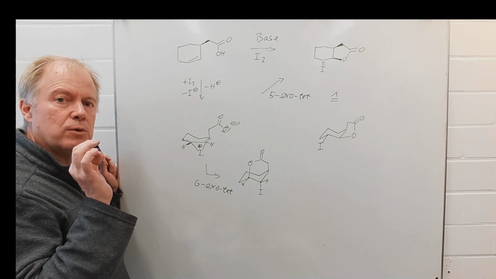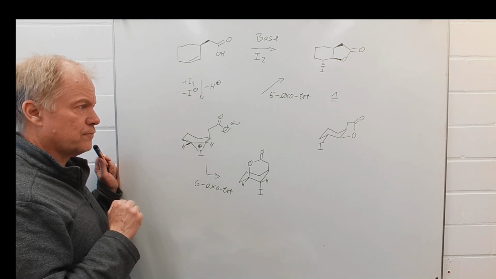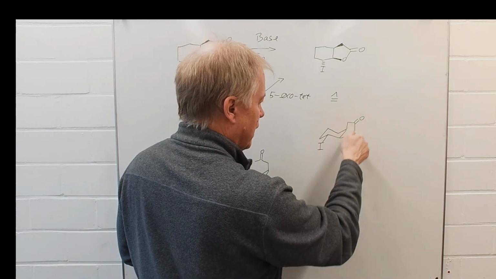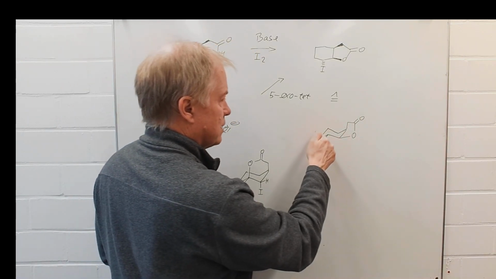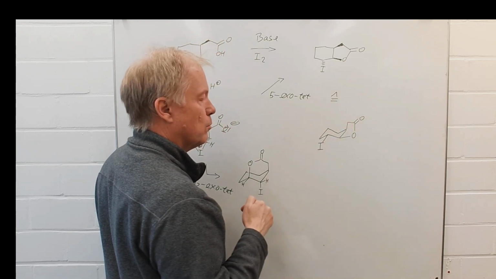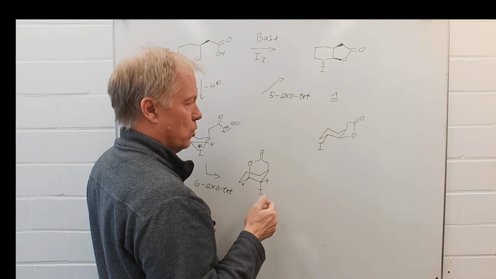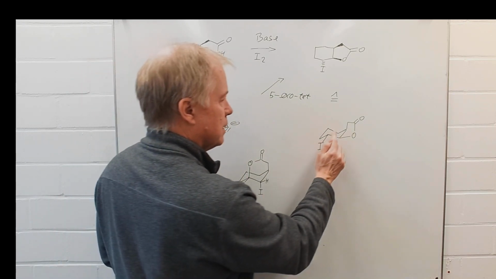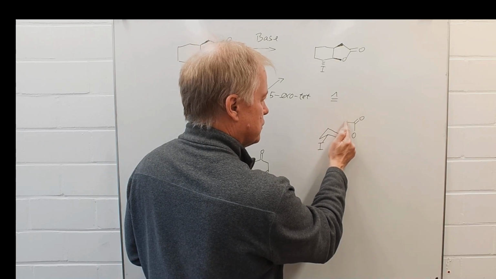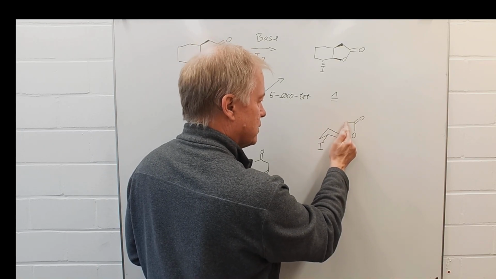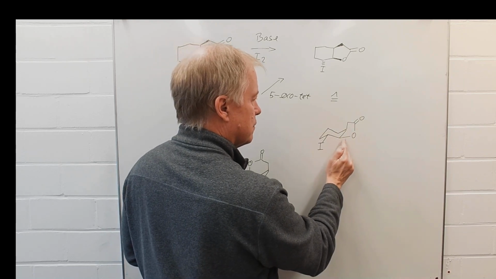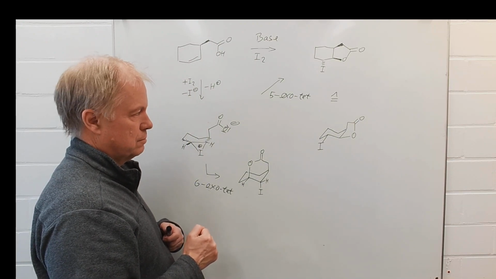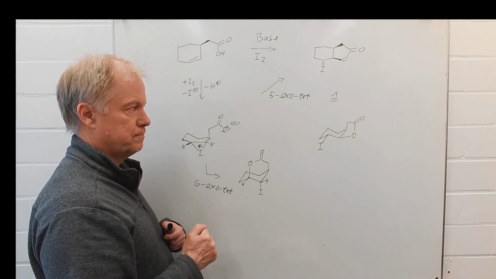How about the thermodynamic argument? This is much simpler. So here we have the cyclohexane moiety drawn in the chair conformation, with this methylene group in an axial position, and that oxygen and the iodine in the preferred equatorial position.